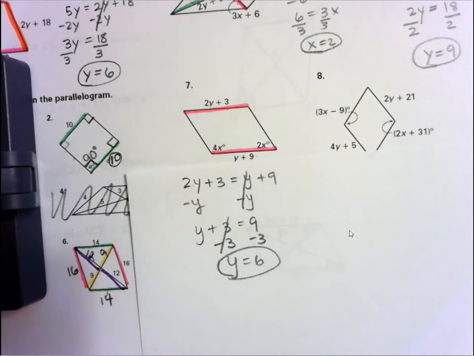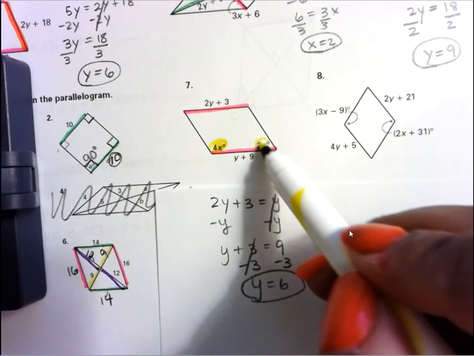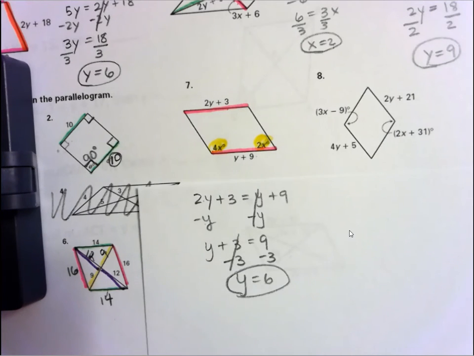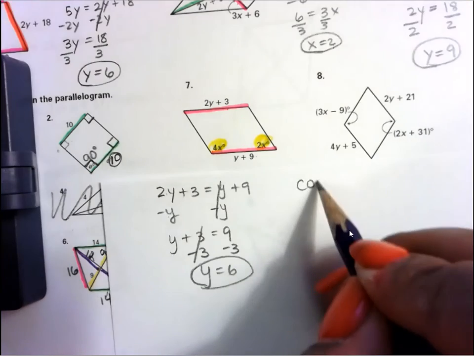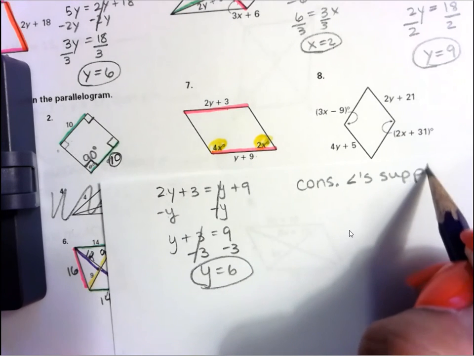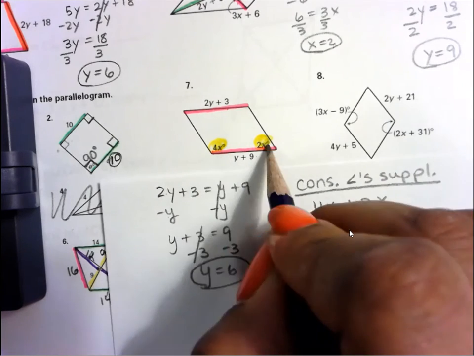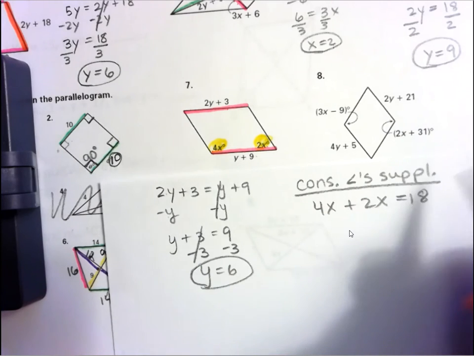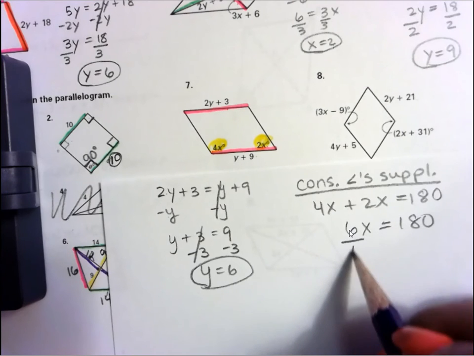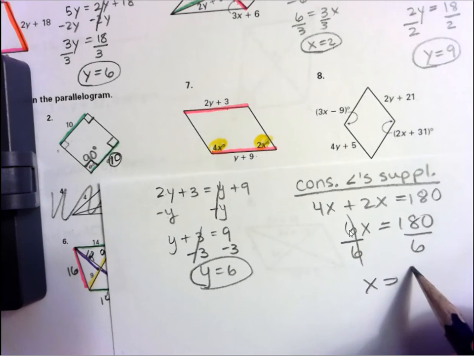Okay, and then for this one, this angle and this angle are consecutives, and consecutive angles are supplementary. So that means that 4x plus 2x, right, equals 180. What is that, 30?